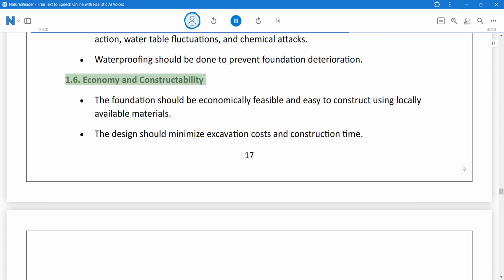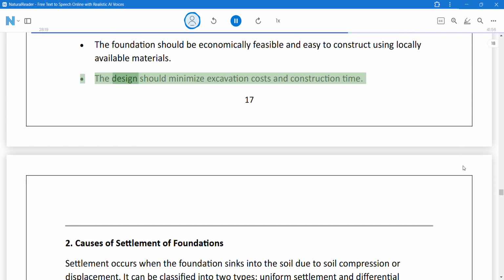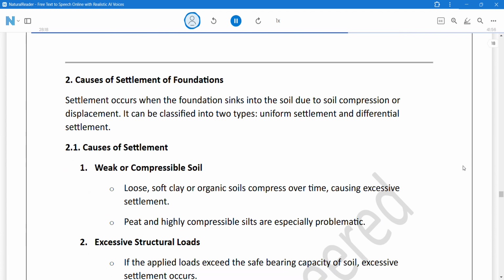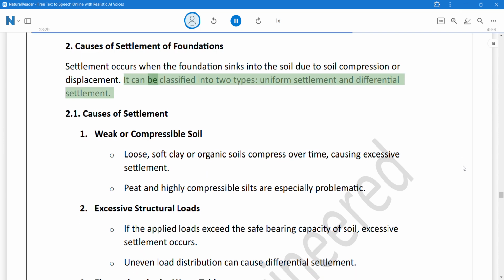1.6 Economy and constructability. The foundation should be economically feasible and easy to construct using locally available materials. The design should minimize excavation costs and construction time. 2. Causes of settlement of foundations. Settlement occurs when the foundation sinks into the soil due to soil compression or displacement. It can be classified into two types: uniform settlement and differential settlement.